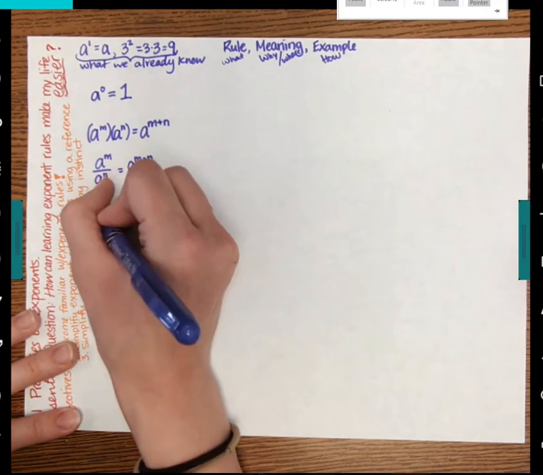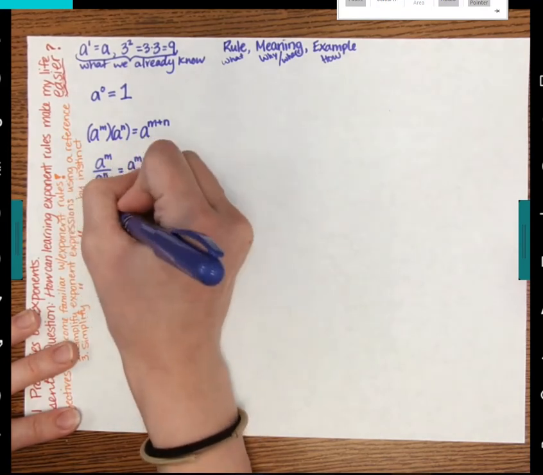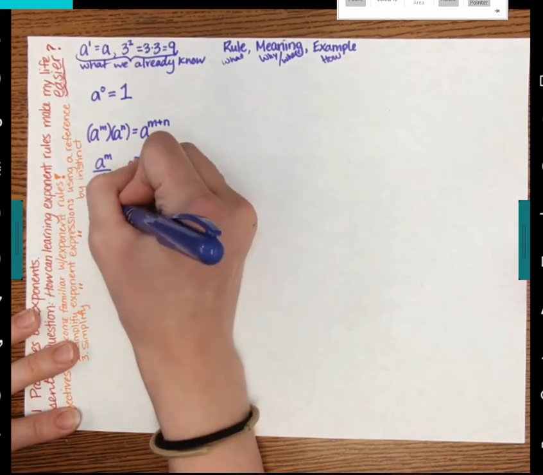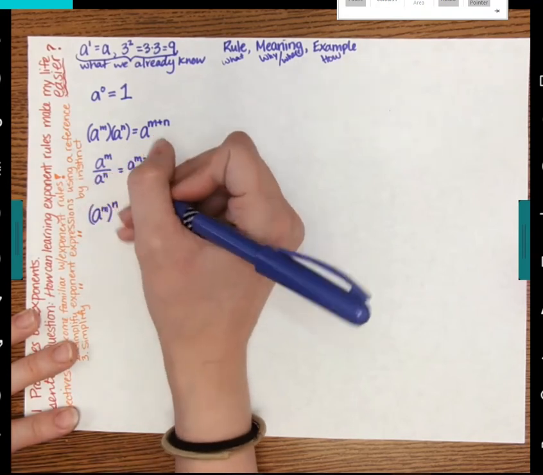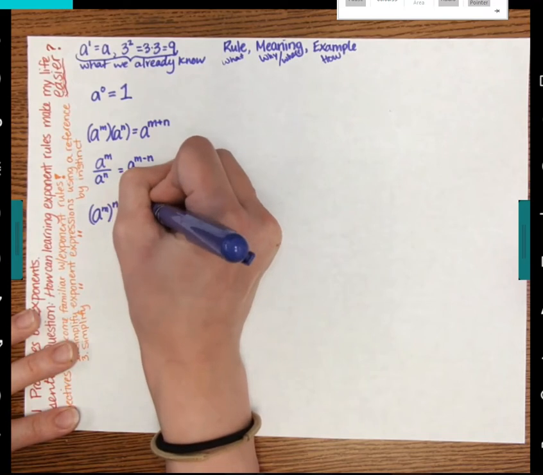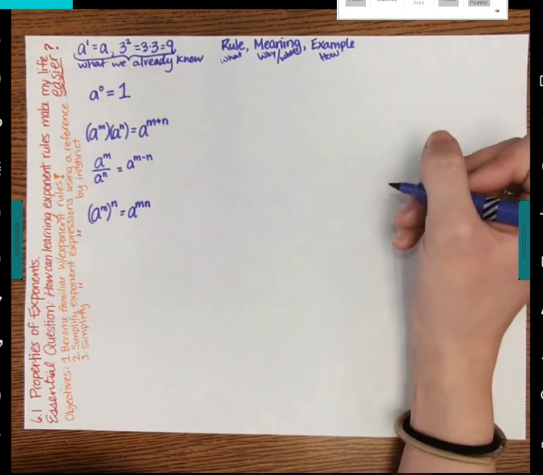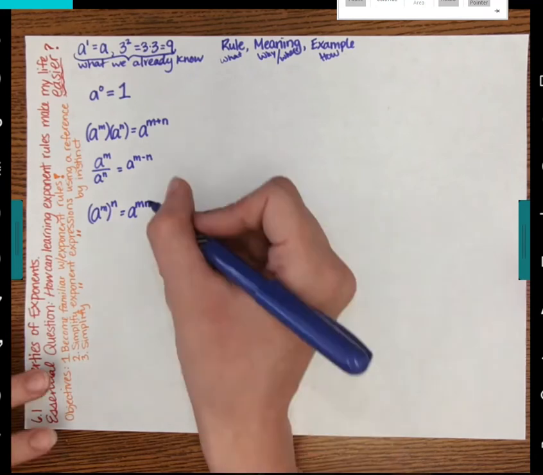Then we have a to the m, looks a little messy, to the n. So we have a power to a power, multiply the powers. So that's m times n. Remember, whenever you have variables squished together, we assume that they're being multiplied.